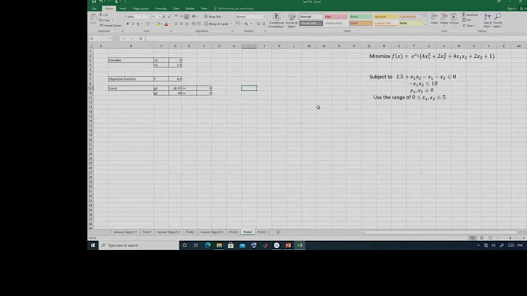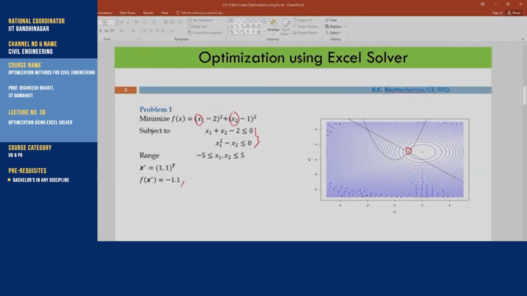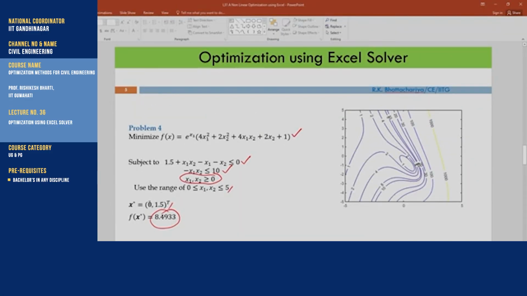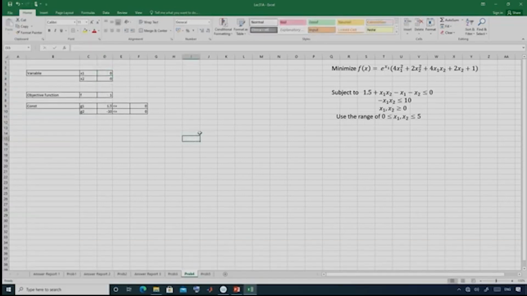Now, let me solve this problem. This is a complicated problem to solve using Excel solver, so every time you may not get the solution. The solution of this problem, as I have defined, you should get 0 and 1.5. So, let us see whether you are getting it. 0 and 1.5 is the solution, but let me start with 0 and 0, and see whether I am getting the solution or not.